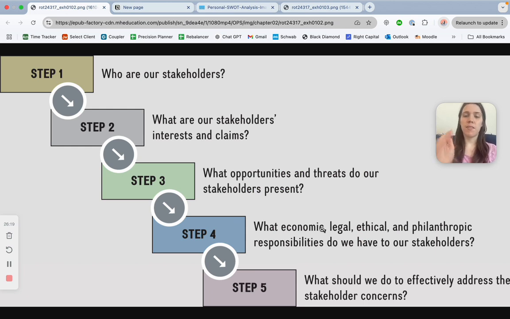So what responsibilities do we have for our stakeholders? And finally, what should we do to effectively address stakeholder concerns? So this is making a plan. Let's walk through it really quick.